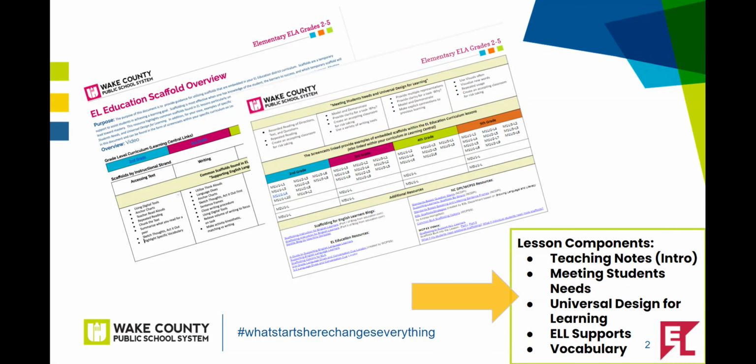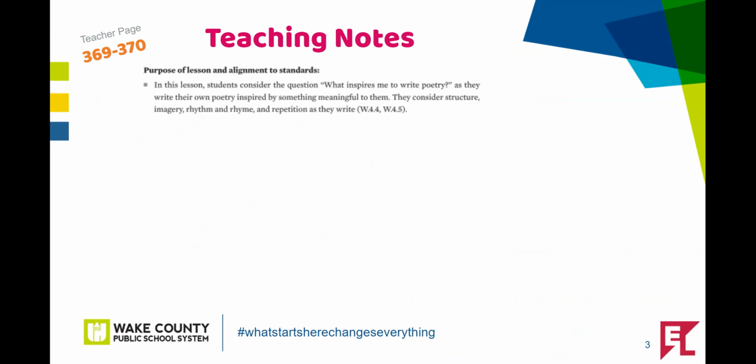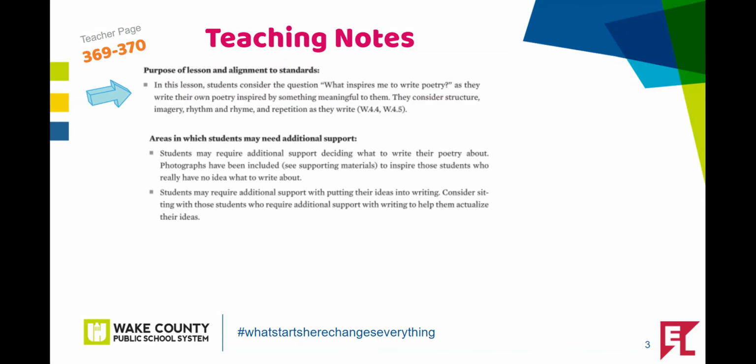The lesson components listed on the slide are where you can locate embedded scaffolds within lessons and will be highlighted throughout this presentation. It is important not to skip over the introductory teaching notes section of the lesson, which highlights intended learning outcomes for the lesson and offers context within the unit and the module. For example, in this lesson, students consider the question, what inspires me to write poetry, as they write their own poetry inspired by something meaningful to them. They consider structure, imagery, rhythm, and rhyme and repetition as they write.